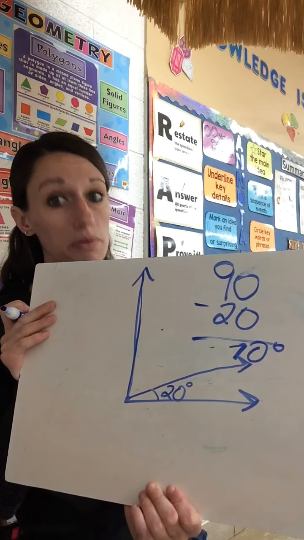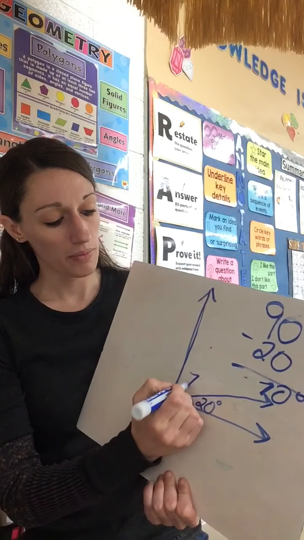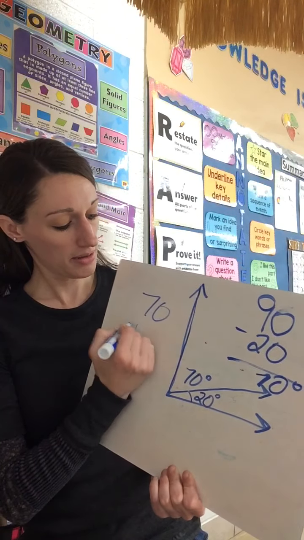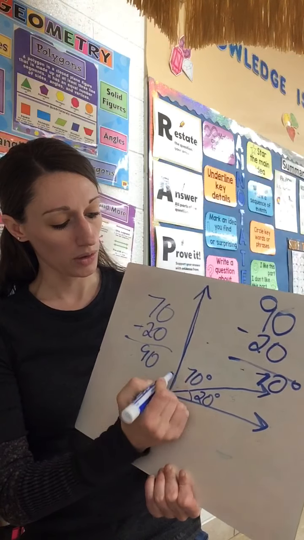Again, it's acute, so it needs to be less than 90. So my missing angle is 70 degrees. How can you check your work? 70 plus 20 gives me a total of a 90-degree right angle.